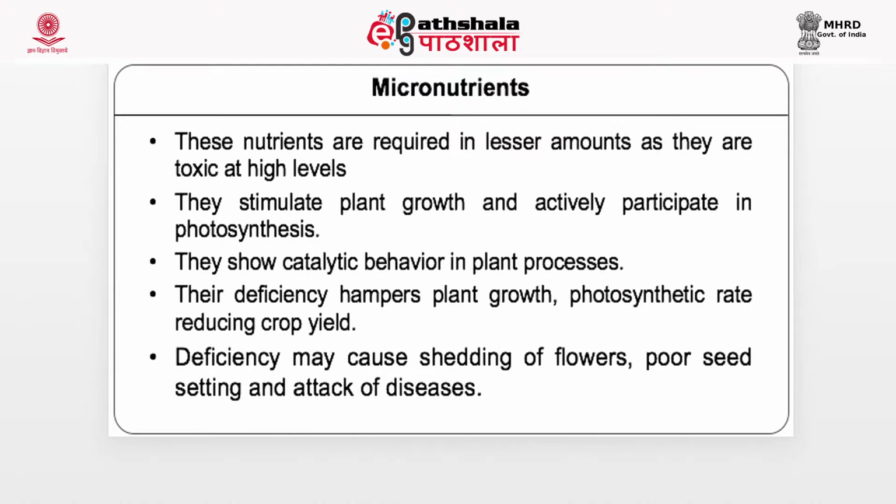Now coming to the micronutrients, as already told to you earlier, these nutrients are required in lesser amounts, as they are toxic at higher levels. They stimulate plant growth and actively participate in photosynthesis. They show catalytic behavior in plant processes. Their deficiency hampers plant growth and photosynthetic rate, and that reduces crop yield. Their deficiency may cause shedding of flowers, poor seed setting, and attack of disease.